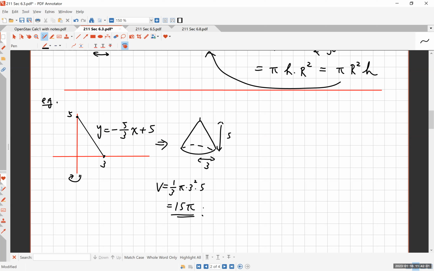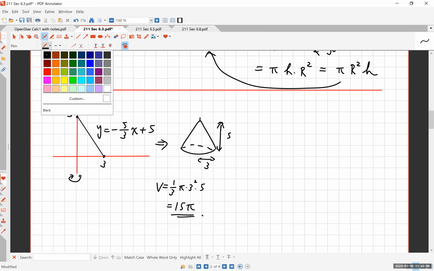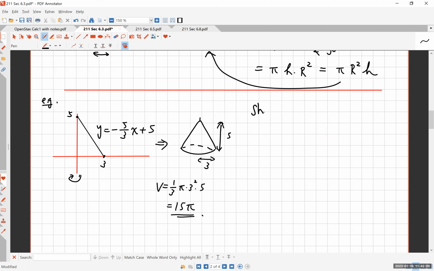You know this from geometry, and so it's nice to know the answer before you actually do a problem. And so let's check the shell method. For this, the volume is going to be 2 pi times the integral from 0 to 3. Remember, you go this way now because the shells are like this. These are the shells we're thinking about for each x. Now remember, this is 2 pi x times f of x, right? f of x in this case is -5/3 x plus 5. Don't forget this x in front of the f.